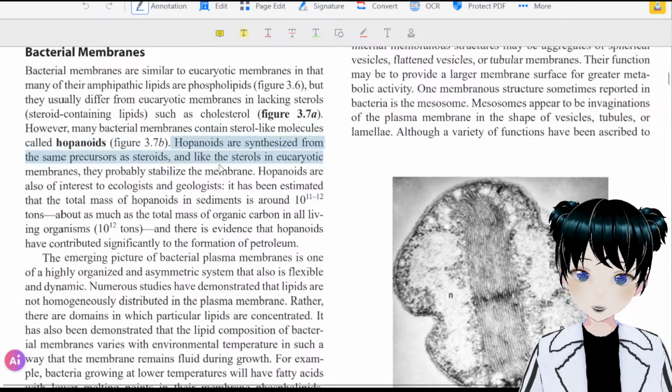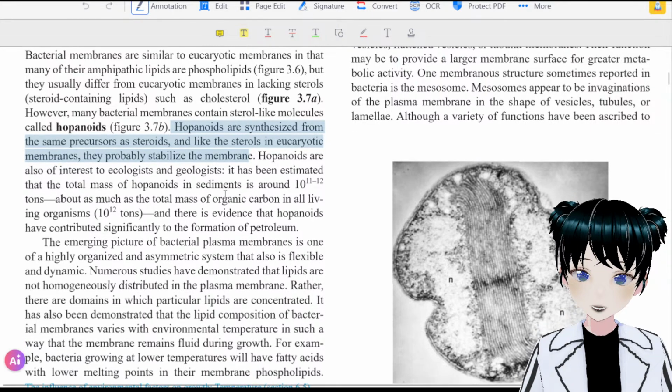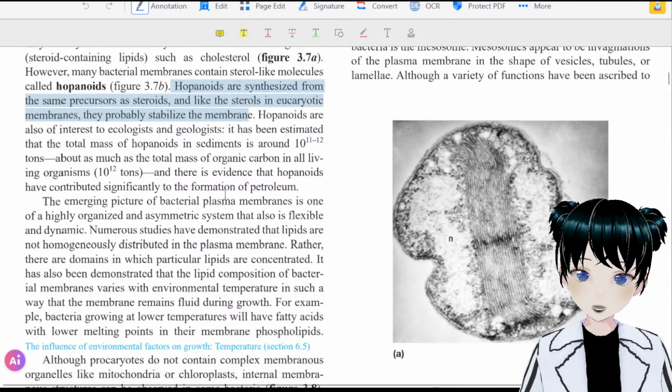Now, the hopanoids are synthesized from the same precursor as steroids. And like the sterols in the eukaryotic membranes, they probably stabilize the membrane. Probably. Looks like they don't have an answer for that. That's why they say that they will probably do. More like they didn't do many experiments on them. Hopanoids are also of interest to the ecologist and the geologist.